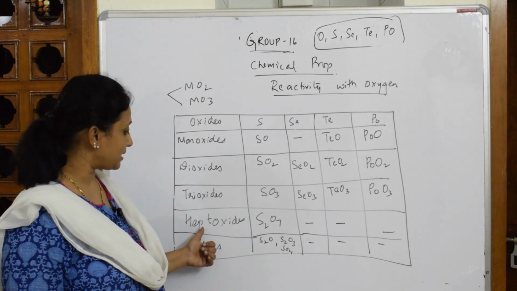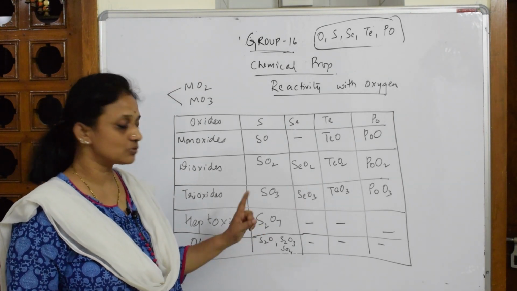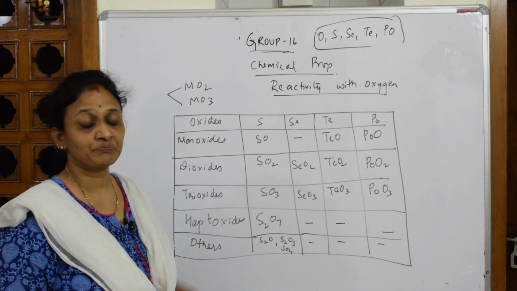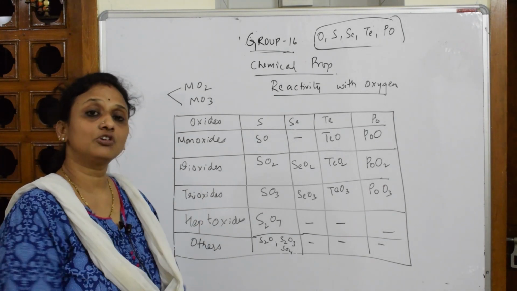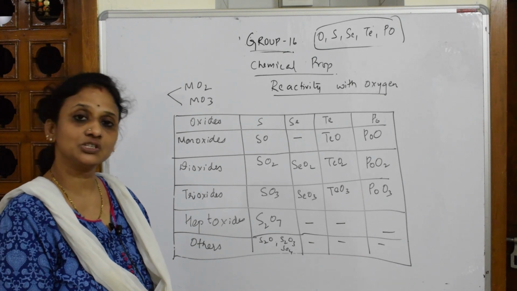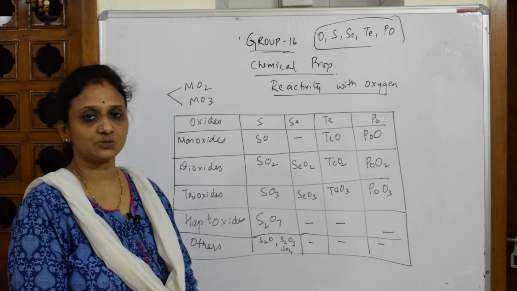Now when I come to heptaoxides, hepta means 7, so 7 oxygen atoms. Sulfur is the only element which forms S2O7. They may ask you one more question: what is the only heptaoxide formed by a group 16 element? That is S2O7, formed by sulfur.